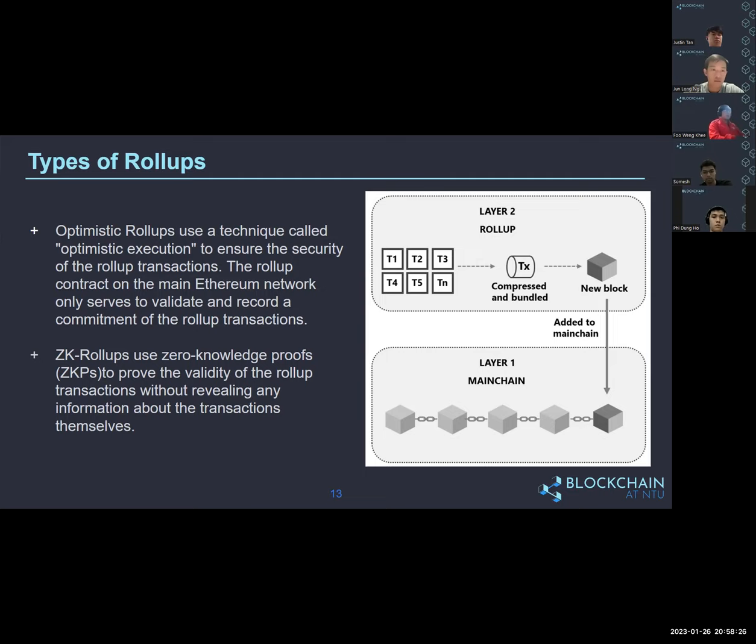The rollup contract is used to validate similarly, and this commitment serves as a proof that the rollup transactions have been processed and are valid. ZK rollups use the zero knowledge proof to prove that the rollup transactions are valid without revealing any information about the transactions themselves. In ZK rollups, the transactions are also bundled together along with the ZKP, the zero knowledge proof that verifies their validity.